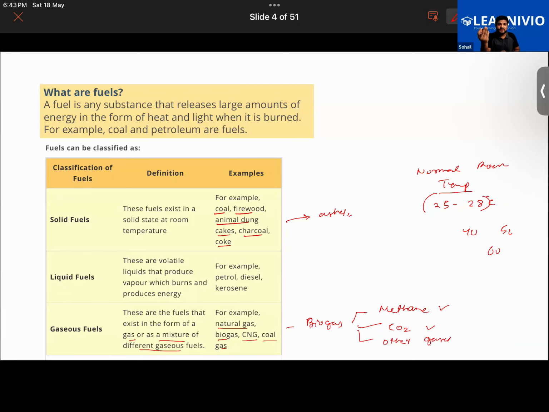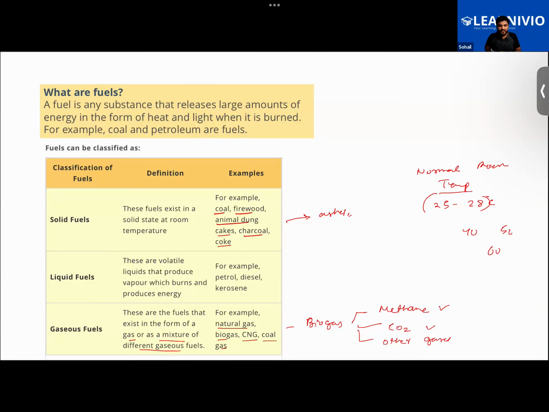Then you have examples of gaseous fuels like natural gas, biogas, CNG, that is compressed natural gas. Then you have coal gas. Later in the chapter, while we learn about destructive distillation of coal, you will get to learn that coal gas is produced along with coke in that process. So don't get confused. I believe you get to hear about these on a day-to-day basis in newspapers or in different articles.